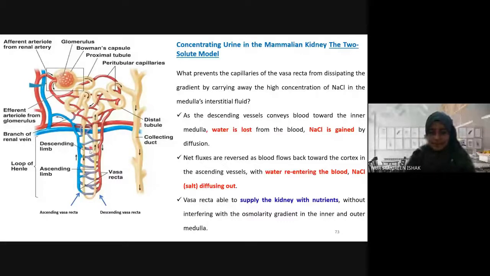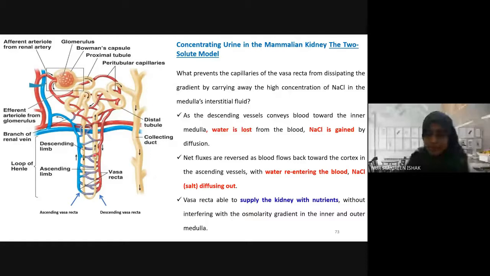Okay. So it says here, what prevents the capillaries of the vasa recta from dissipating the gradient by carrying away the high concentration of sodium chloride in the medulla's interstitial fluid? Okay, so with this arrangement, it makes sure the sodium chloride concentration, or interstitial fluid concentration, is high outside, and water will always be reabsorbed. This arrangement makes sure of that.